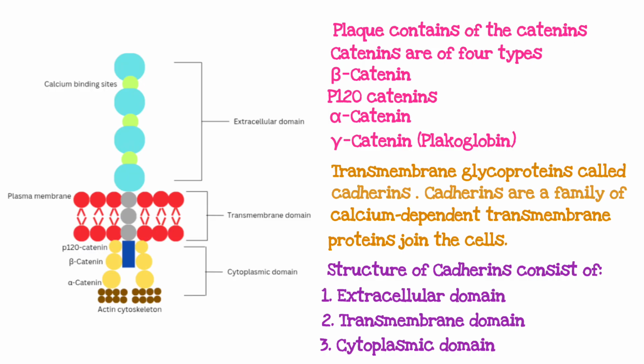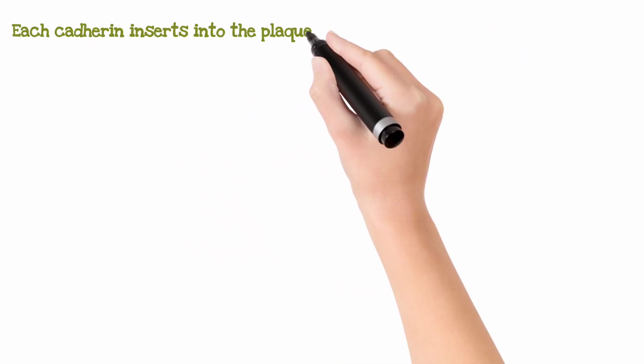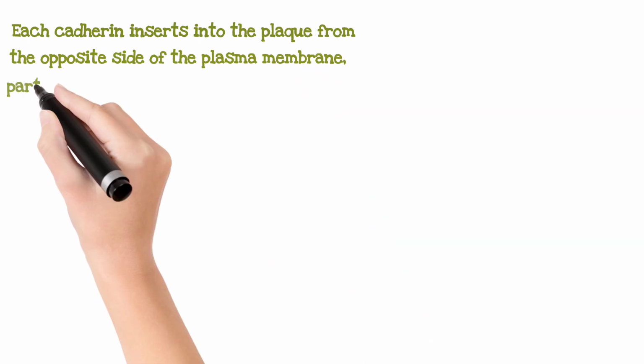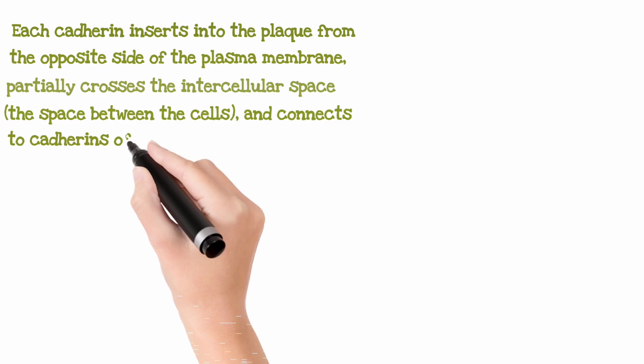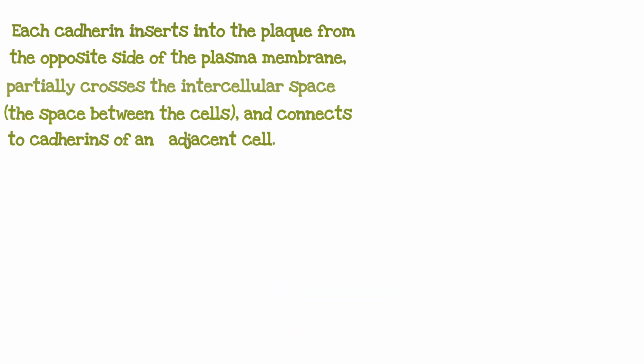The transmembrane domain anchors the cadherin to the plasma membrane. The cytoplasmic domain interacts with catenins, beta catenin and P120 catenin, to link cadherins to the actin cytoskeleton, forming adherens junctions. Each cadherin inserts into the plaque from the opposite side of the plasma membrane, partially crosses the intercellular space, that is, the space between the cells, and connects to cadherins of an adjacent cell.